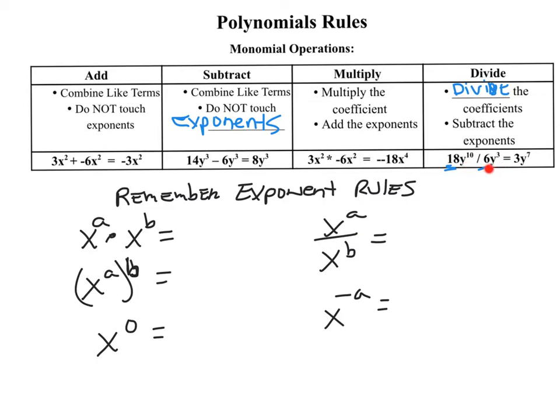So what's y to the 10th power minus y to the 3rd? 10 minus 3 gives you 7. Those were your basic rules. So let's rewrite those down here.